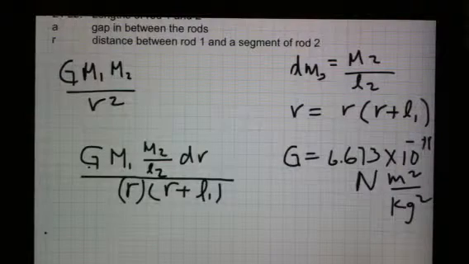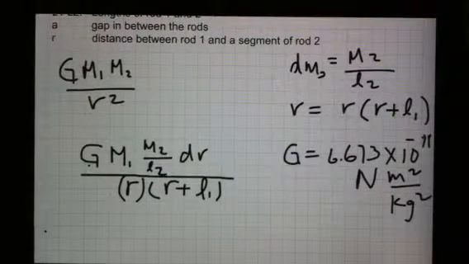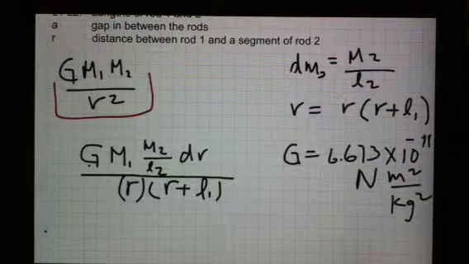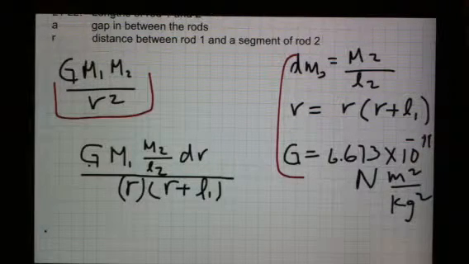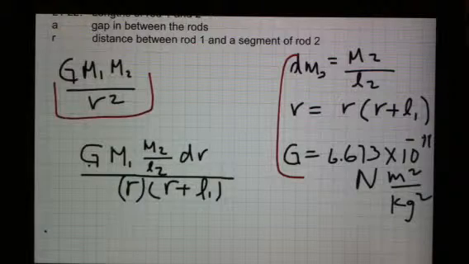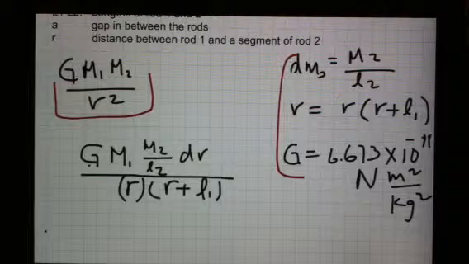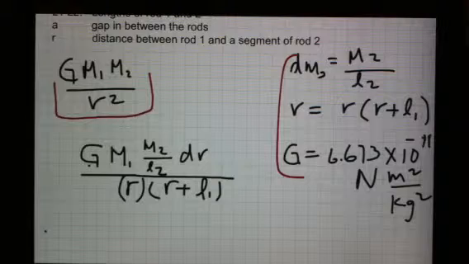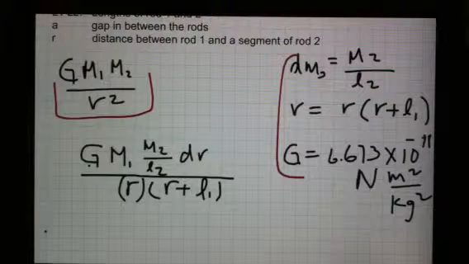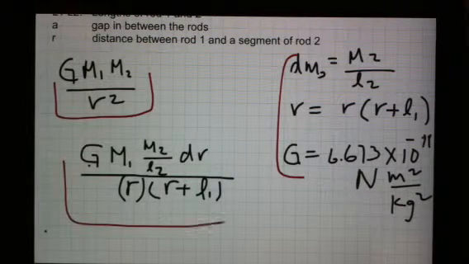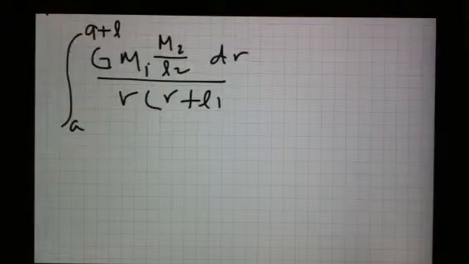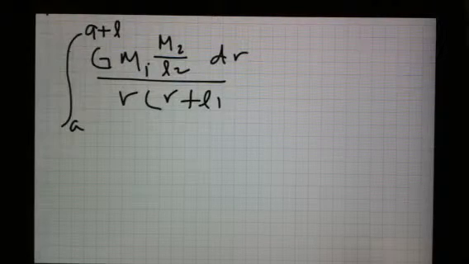We're going to use the formula for gravitational potential energy and substitute the information that we have gathered. Notice that the G is a constant and it's 6.673 times 10 to the negative 11 newton meter square per kilogram square. Once we substitute our information into the formula, this is what it's going to look like. And now we integrate from A to A plus L2.